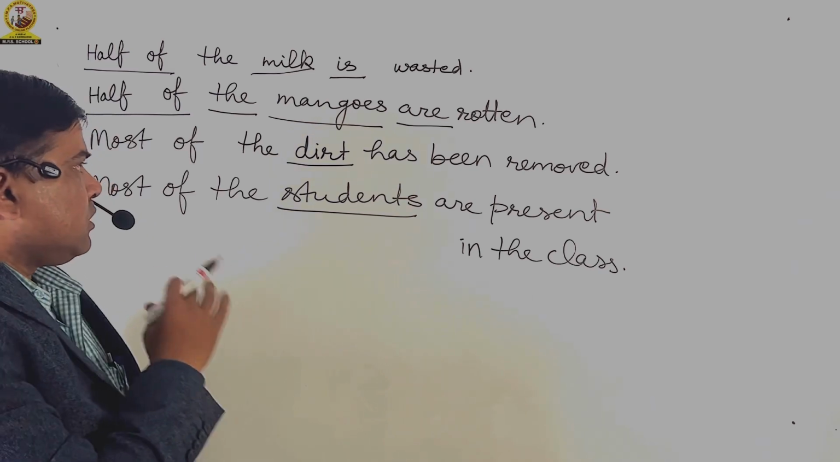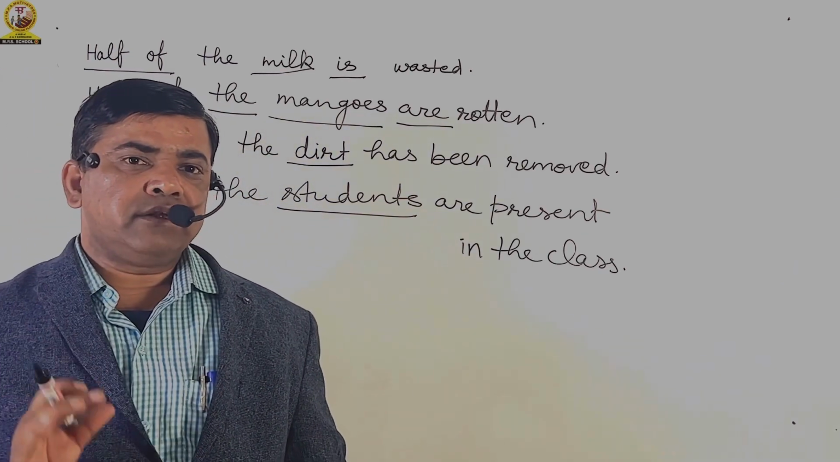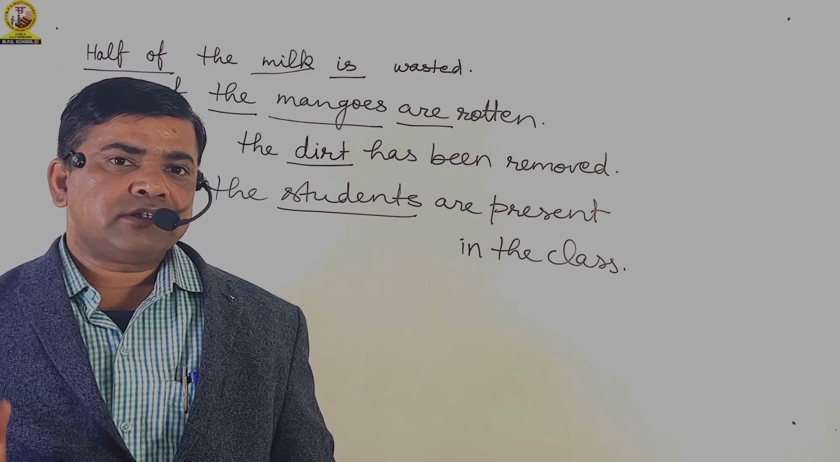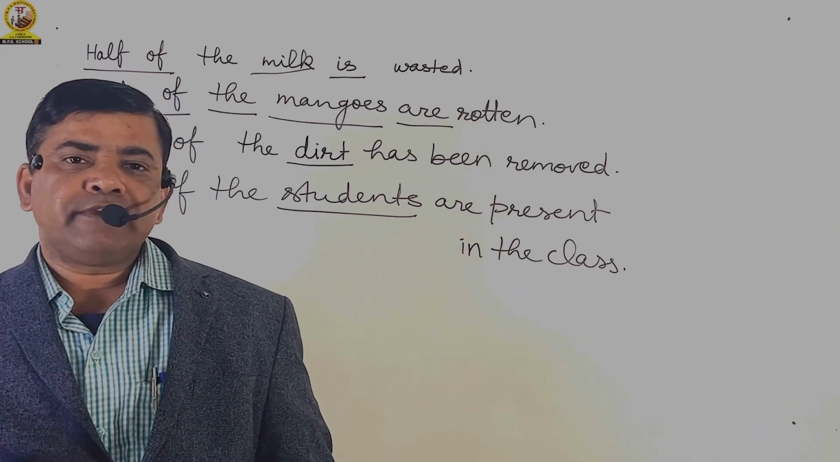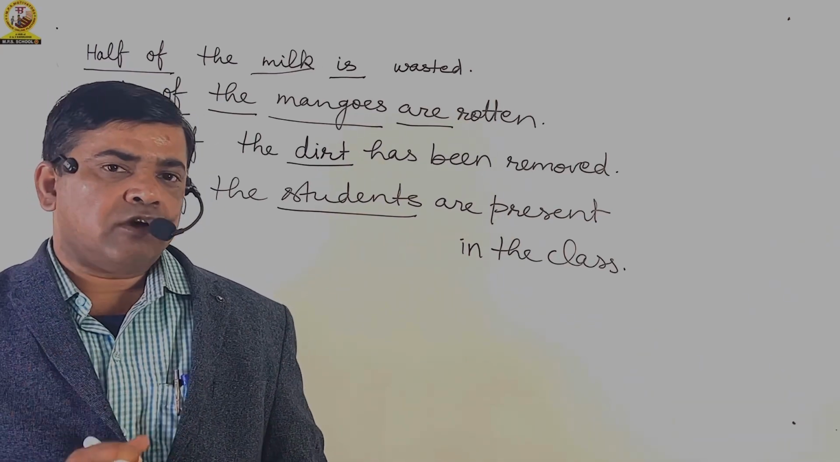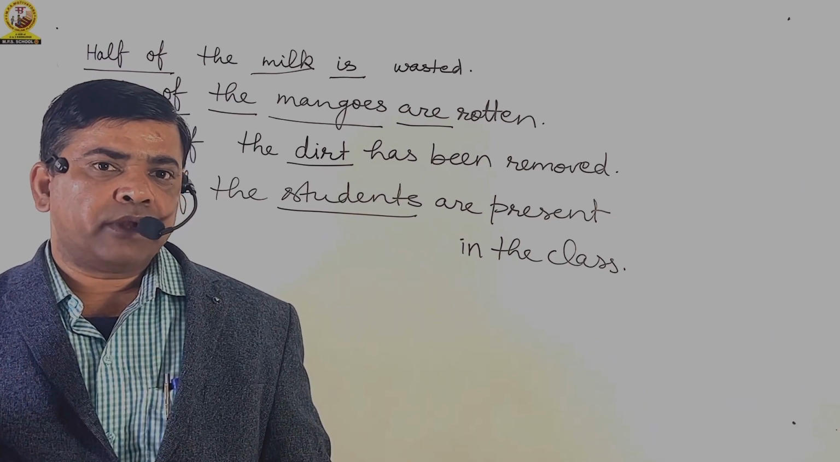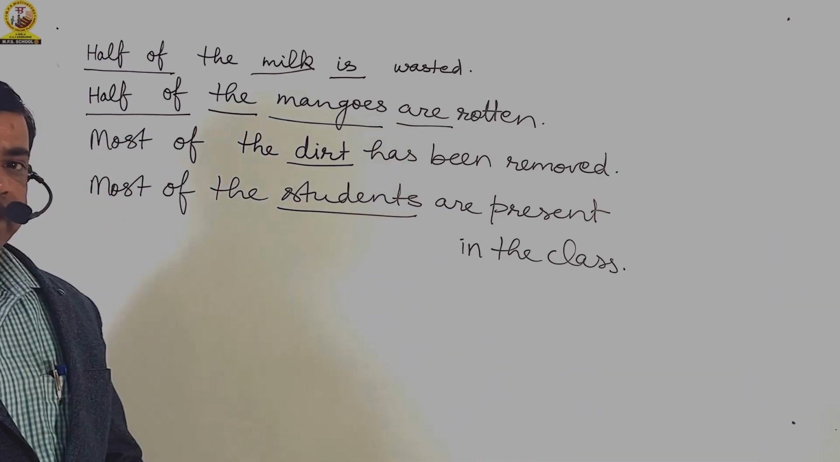So friends, with these examples, the fourth rule must have been clear and you must have understood when we use a singular verb and when we use a plural verb in case of indefinite number or quantity plus of plus noun. Okay friends, now you can take its screenshot.